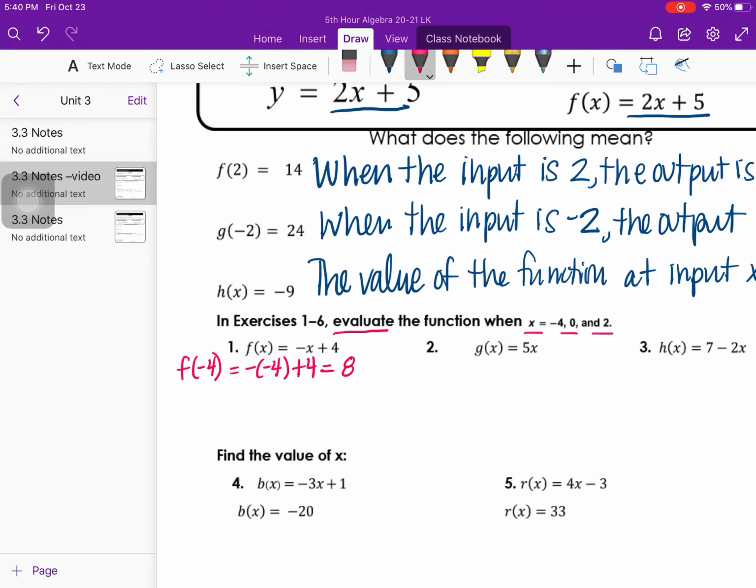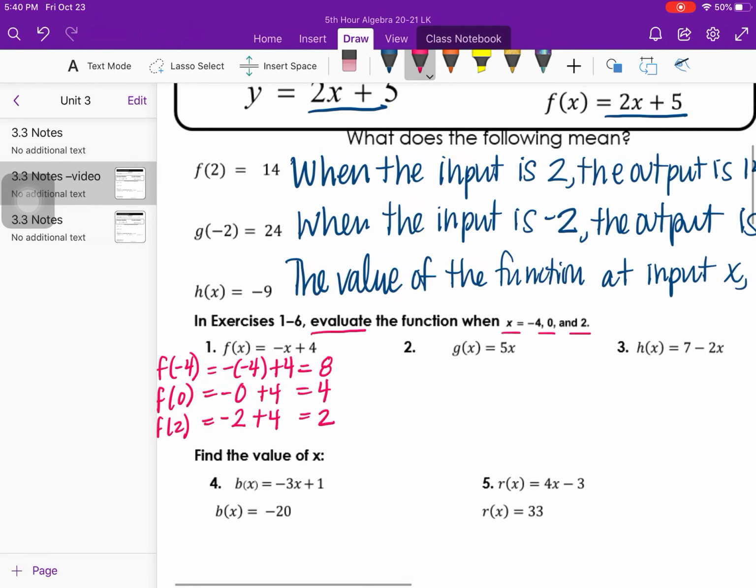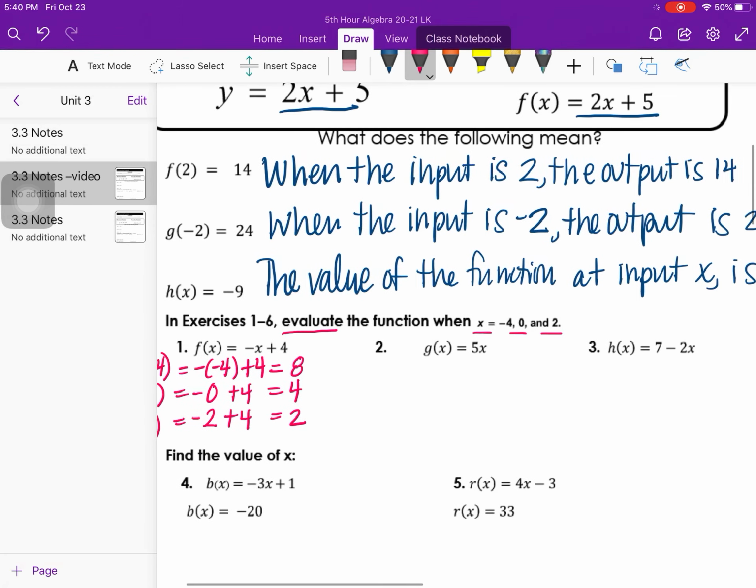My next input is 0, and 0 is always an easy one to do. -0 plus 4. We know there's no such thing as -0. That output is 4. And then the input of 2, f of 2 equals -2 plus 4, which is 2. You guys go ahead and do number 2.